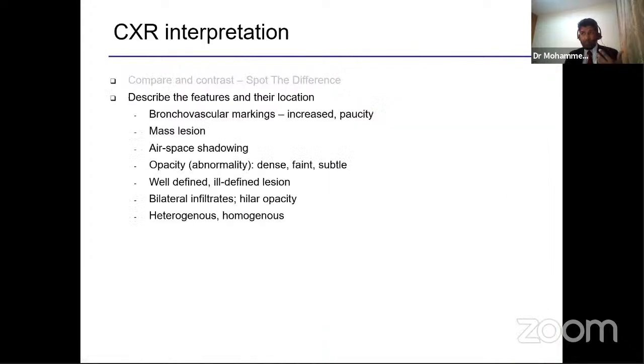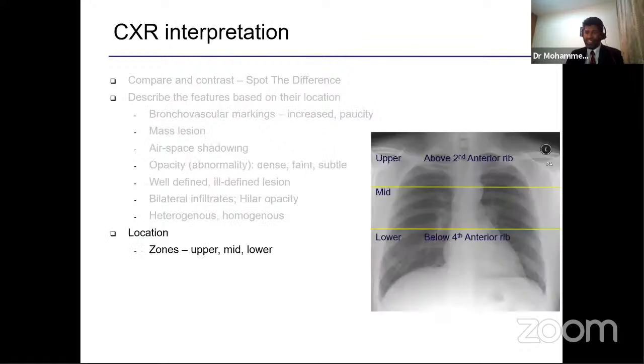We always need to describe the features. Probably we could start off with describing it as probably a mass lesion, or airway, airspace abnormalities, or airspace shadowing, or an opacity, either a well-defined or ill-defined, or a subtle opacity, either bilateral or unilateral, or a homogeneous opacity or a heterogeneous opacity. These are the terms that we could use to describe the features, and then come up with a list of differentials, what it could be.